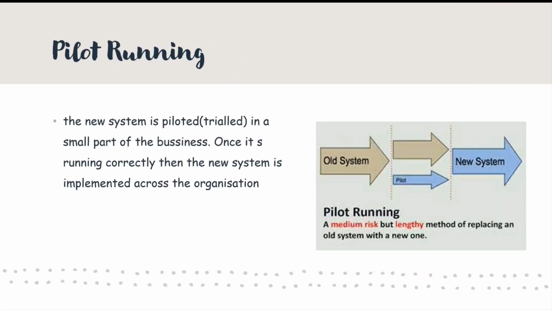Pilot running is when the new system is piloted or trialed in a small section of the company or a small group of people of the business, and once it's running correctly, the new system is then implemented and the old system is gotten rid of. So this is similar to parallel running. However, only a small group of people in the company will use the new system.